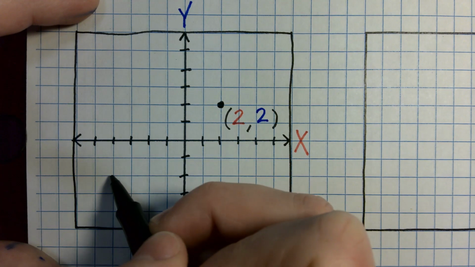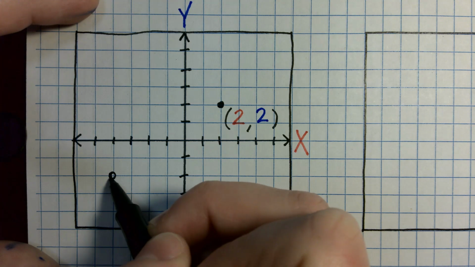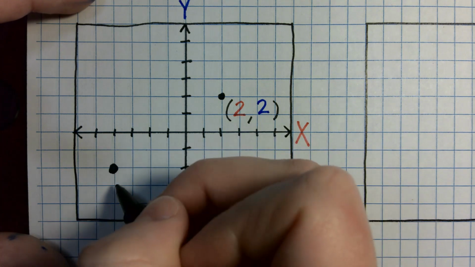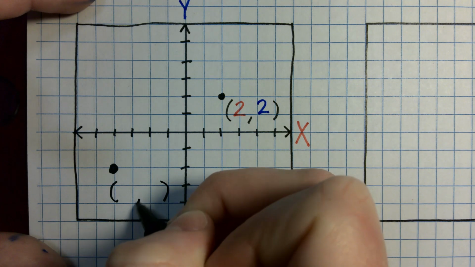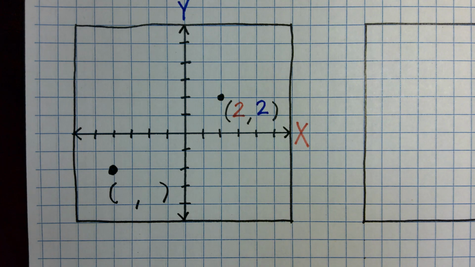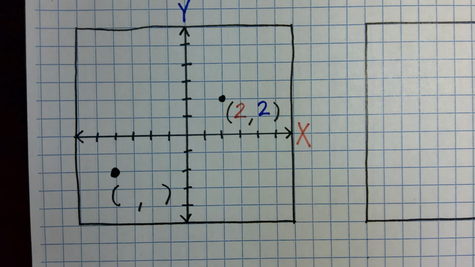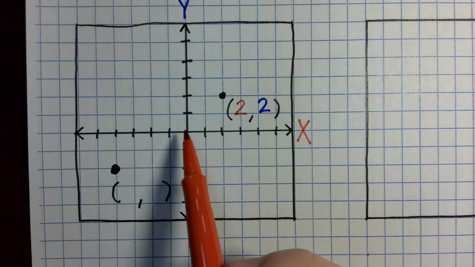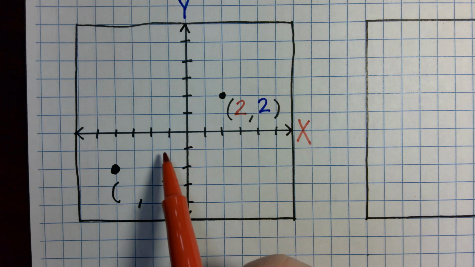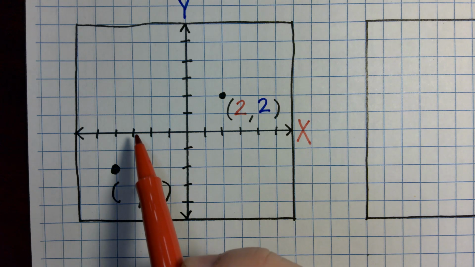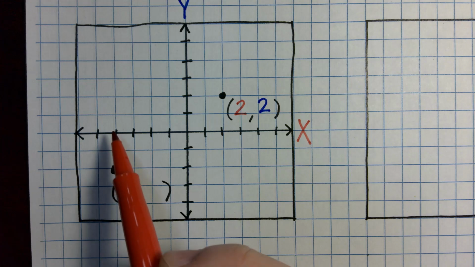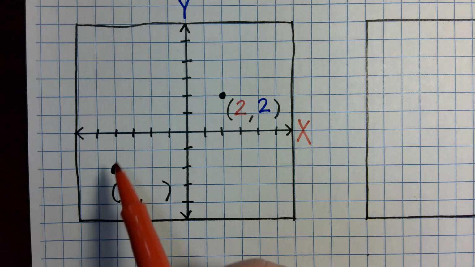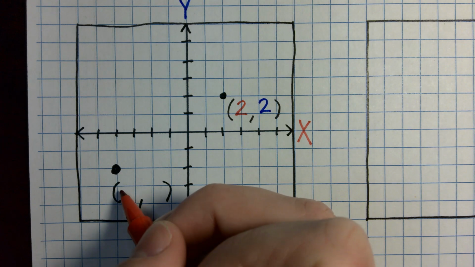I don't know. Let's do it over here. Okay. Now I want you to name this coordinate. First, what's my x value? Let's count. -1, -2, -3, -4. Yeah, that's all right. -4 is our first value. That's for x.